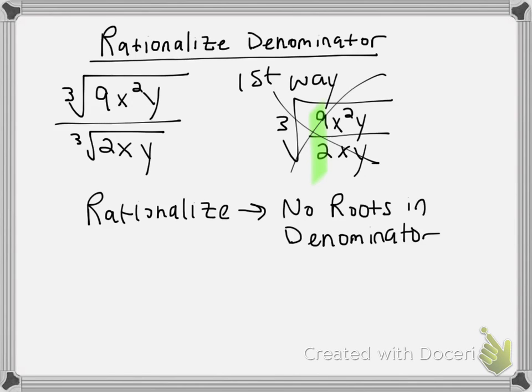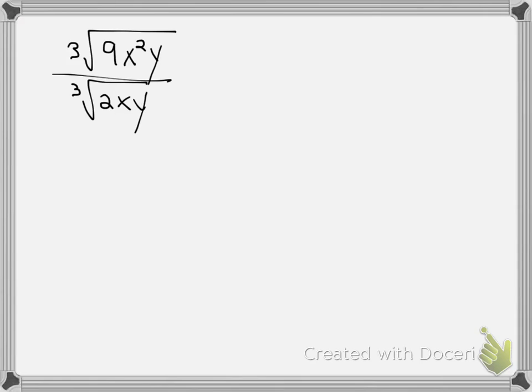All right, so I'm going to show you how we can do that and how we can rationalize this. And there's two ways that we're going to rationalize. One is this first way. So I've got this cube root of 9x squared y, and I'm dividing it by the cube root of 2xy. Now this first way that we're going to work with is I just have a single root in my denominator. I don't have anything being added. I don't have anything being subtracted. So in this case, we have a cube root.